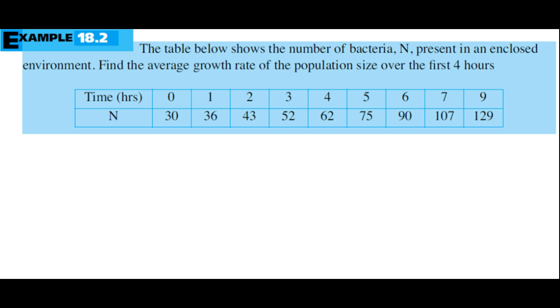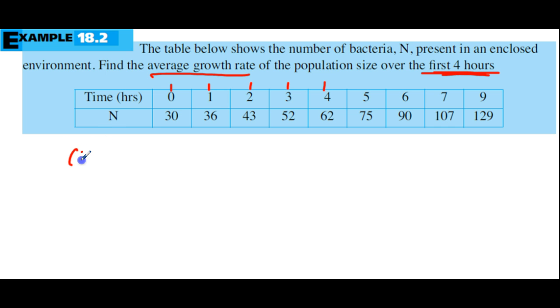But you can also do this with a table, right? So in this example, which I copied from a book, the table shows the number of bacteria, N, present in an enclosed environment. Find the average growth rate of the population size over the first 4 hours. So that means we're using this chart here over the first 4 hours. That means 0, 1, 2, 3, and 4. So don't forget the 0. Count that. If we're looking at the average growth rate, we're looking at the slope. We're finding the slope, right?